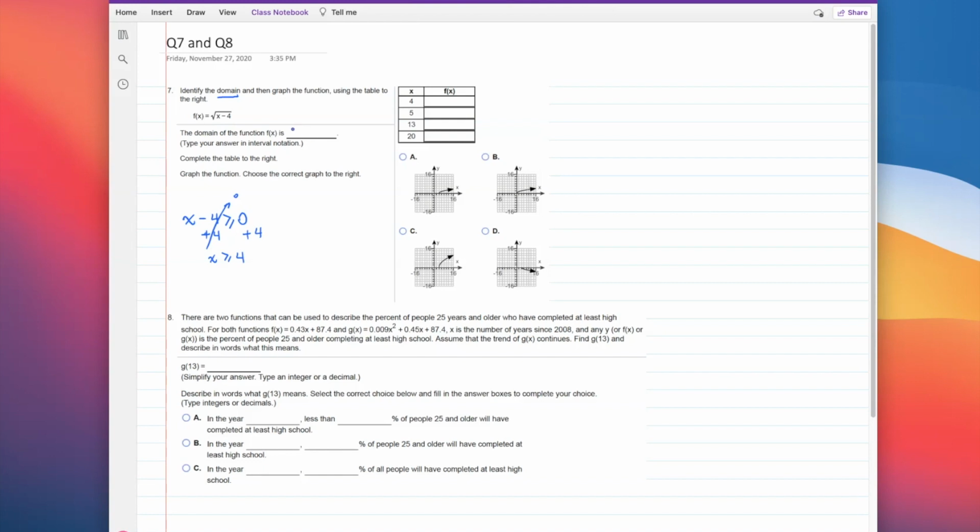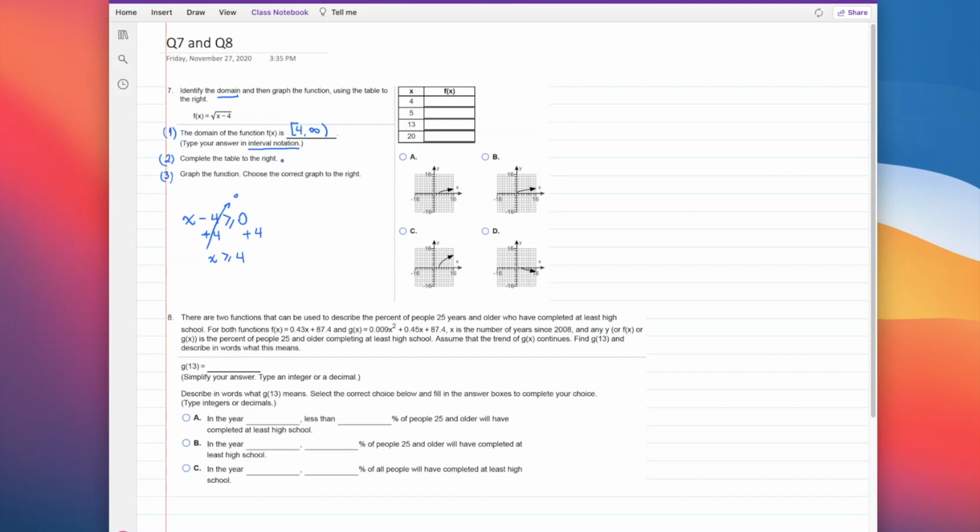And then the domain of the function f(x), type in interval notation. So they ask very clearly how they want it. So the domain for this function must be 4 to infinity. Any number from 4 to infinity is a valid input. Another part asks you to complete. So there are 3 parts here: 1, 2, and 3.